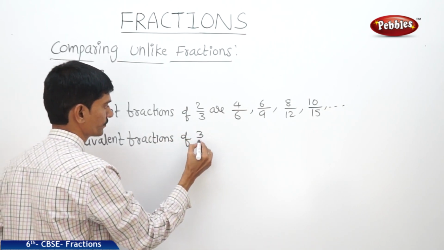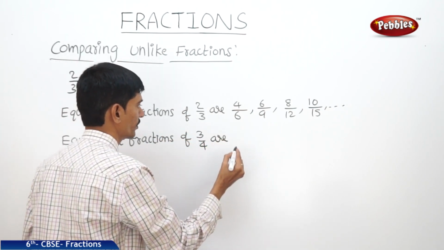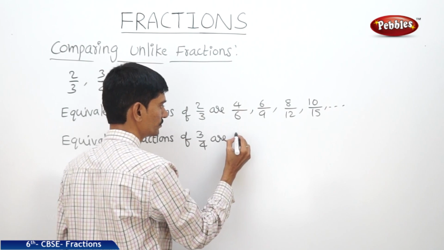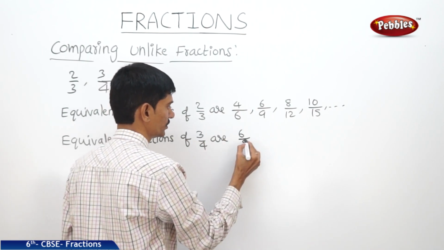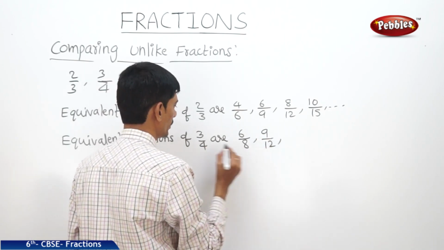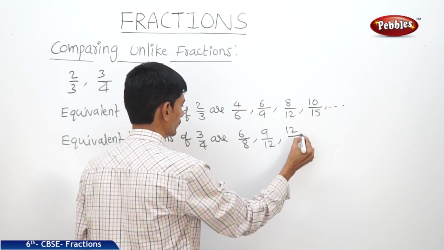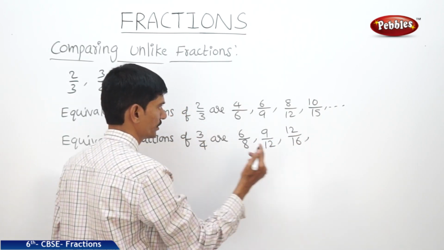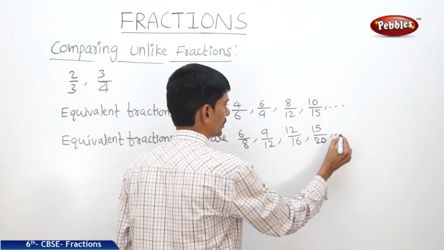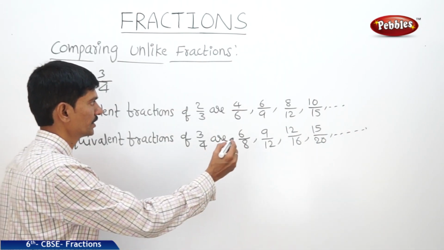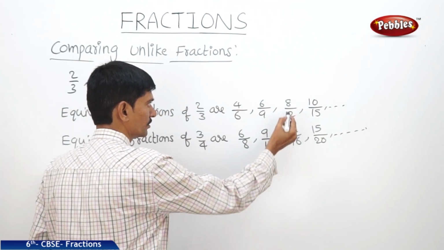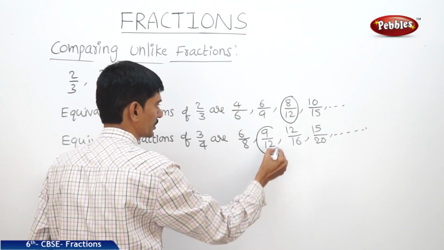And let us find the equivalent fractions of 3/4. Here also we multiply both the numerator and denominator by the same number. So 3 2s are 6, by 4 2s are 8, and 3 3s are 9, by 4 3s are 12, and 3 4s are 12, by 4 4s are 16, and 3 5s are 15, by 4 5s are 20, and so on. Now let us find the equivalent fractions with the same denominator. So here the same denominator we can find 12, so 8/12, here also 9/12.